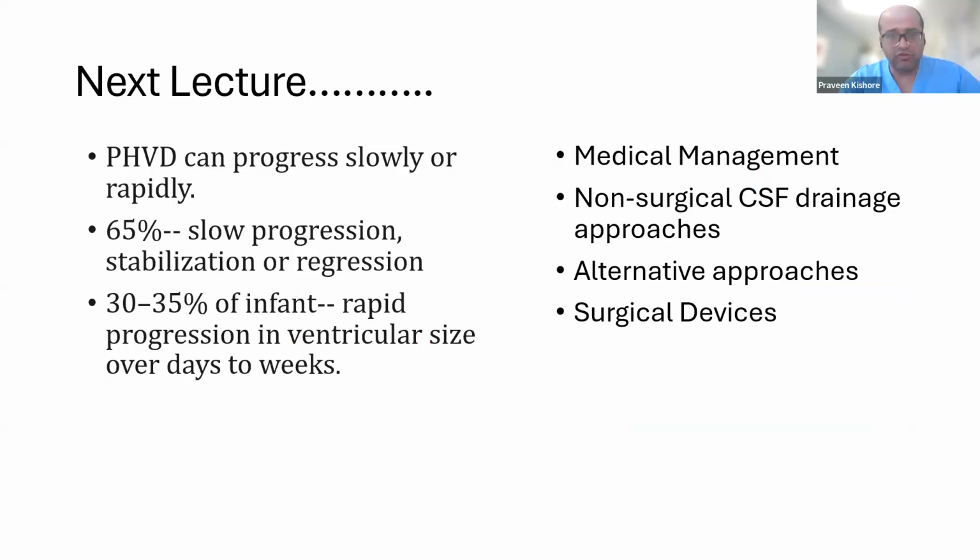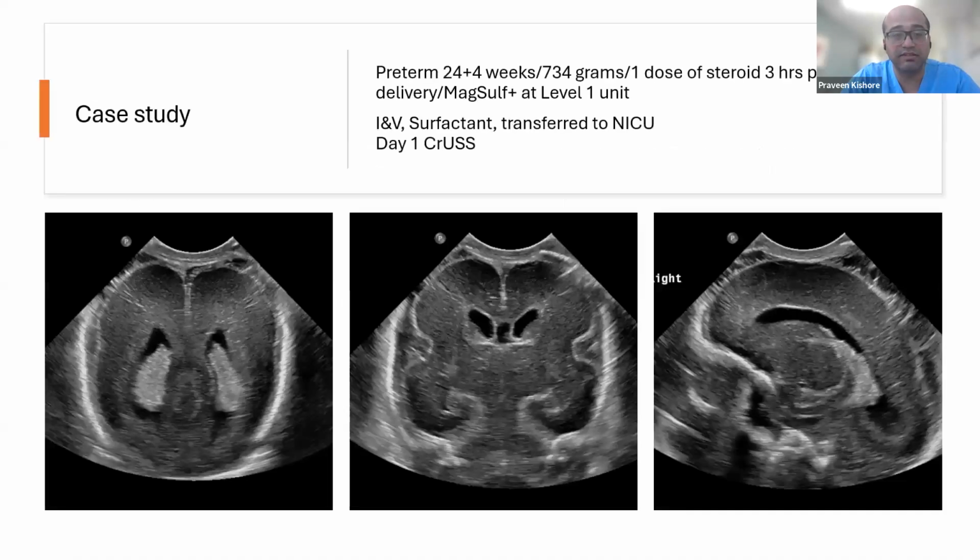So today I'm going to talk to you about the progression of PHVD. PHVD can progress slowly or rapidly. 65%, which is good, because two thirds progress slowly and will stabilize or regress. However, 30 to 35% of infants will have a rapid progression in ventricular size over days to weeks. And if that happens, we'll discuss medical management, non-surgical CSF drainage approaches, other alternative approaches, and surgical devices.